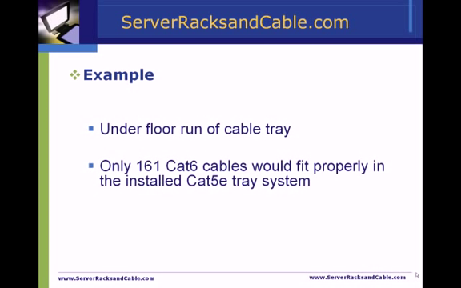An example would be using an underfloor run of cable tray measuring 2 inches deep by 6 inches wide. Assuming a 0.185 diameter Cat5e cable, the cable fill for that size tray is specified at 205 cables. If the tray is filled and all the Cat5e cables are removed and substituted by Cat6 cables, only 161 Cat6 cables would fit properly in the installed tray system. Therefore, additional cable trays must be installed to accommodate 205 cables if a full tray is being replaced.